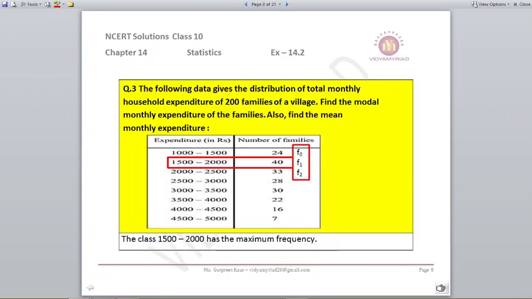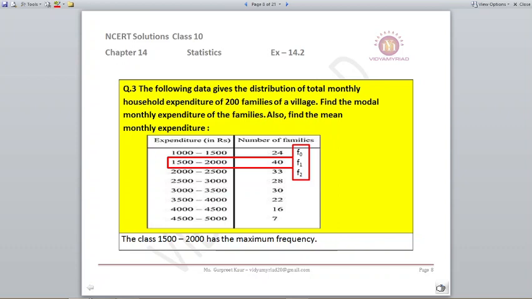Question number 3. The following data gives the distribution of total monthly household expenditure of 200 families of a village. Find the modal monthly expenditure of the families. Also find the mean monthly expenditure. Now first of all, let us find the mode. Now mode can be found with the help of the frequency, which is the highest number over here. Number of families, if we look, it is 24, 40, 33, 28, 30, 22, 16 and 7. So out of this, 40 is the highest frequency.